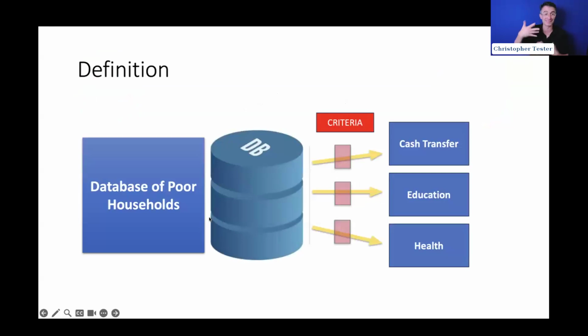Okay, what is the social registry? The social registry is a database of poor households. It serves to share data of the most vulnerable households with various actors and stakeholders in the field of social protection, according to criteria they define based on their intervention objective.